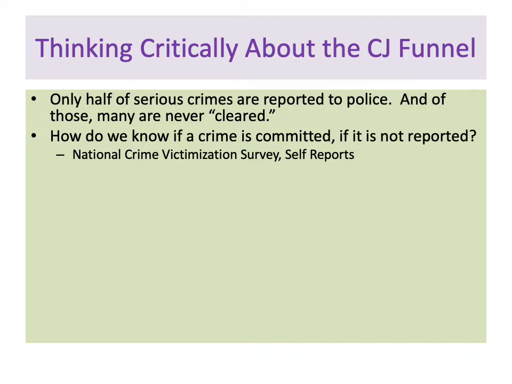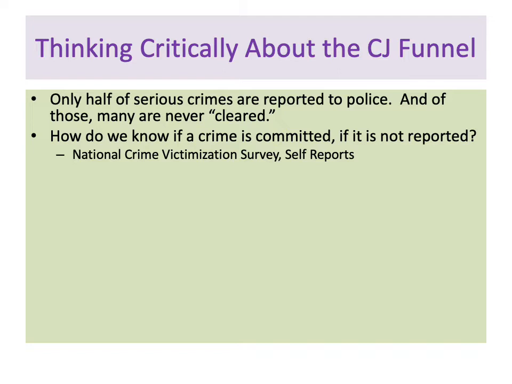One way we know how much crime takes place in the United States is looking at the Uniform Crime Report. And the Uniform Crime Report tells us how many crimes have been reported to police. But there's two other tools that you'll learn about in chapter 2. One is the National Crime Victimization Survey, and the other is self-reports.